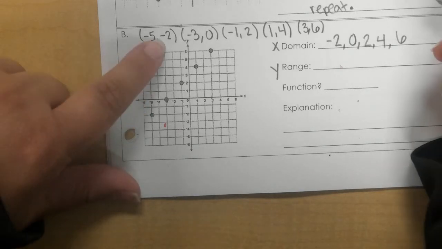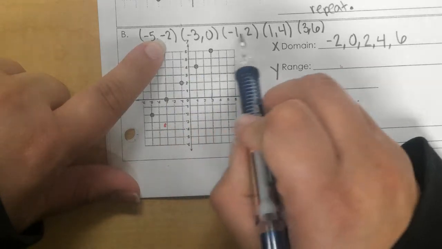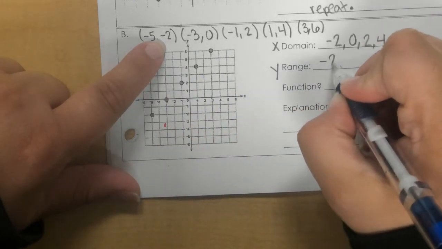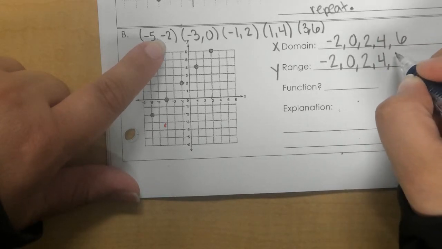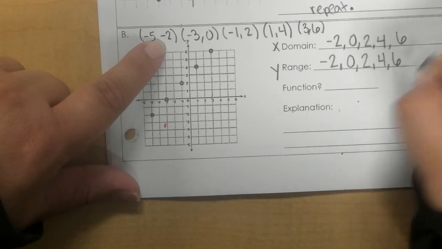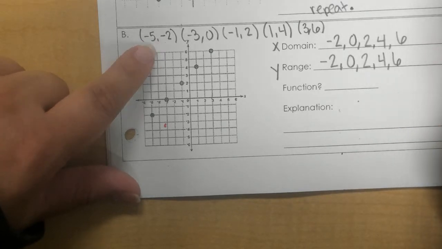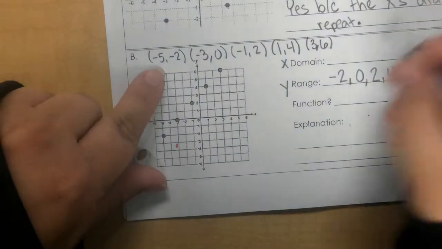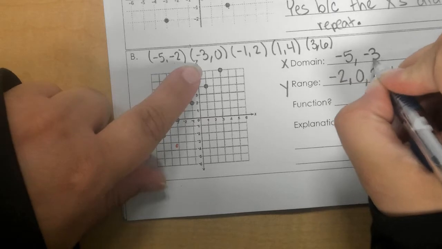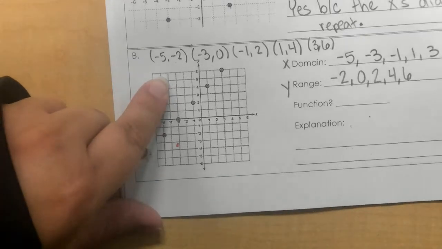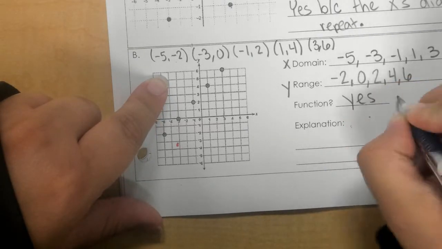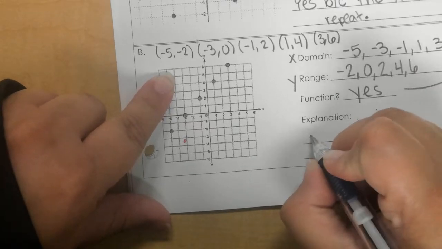Your range, it looks like these happen to be in order from least to greatest already, so we can jot these down. So the domain is the first number, and then the range is your second number. So is this a function? Yes, because the x's did not repeat.